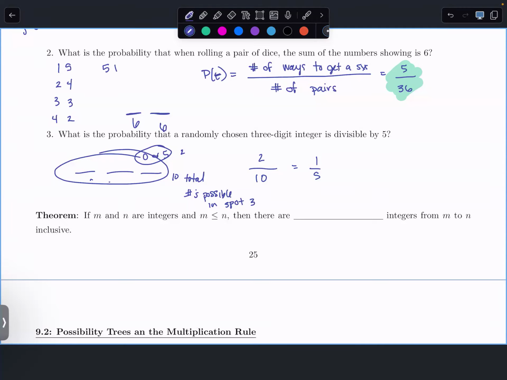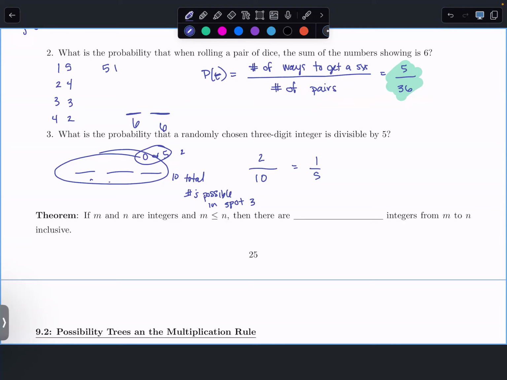There are 10 options for that third blank. 2 of them would make that 3-digit number divisible by 5. So 2 out of 10 would be divisible by 5. So 1/5. We good? Yes? Okay.